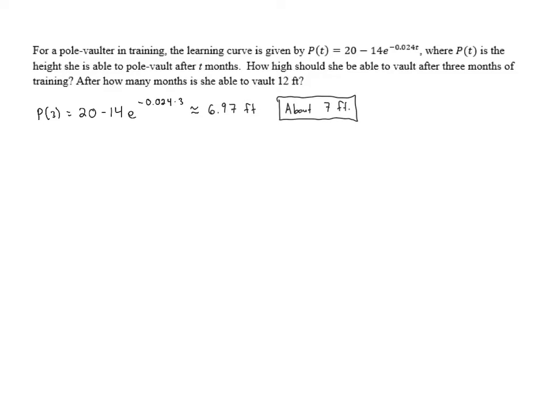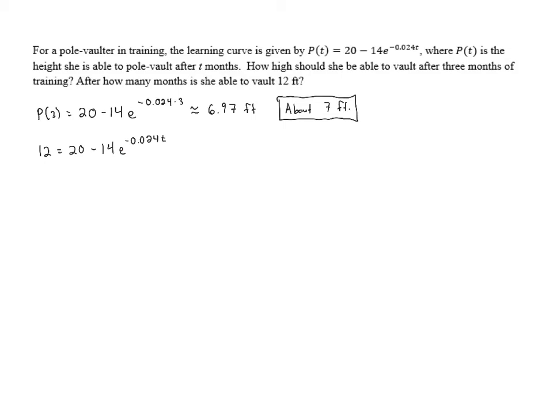The next question is a little bit more involved. We're asked, after how many months is she able to vault 12 feet? Here 12 is the function value, and we want to solve for t. So this would give us 12 = 20 - 14e^(-0.024t). We want to solve for t, and so we want to get this exponential expression by itself first.